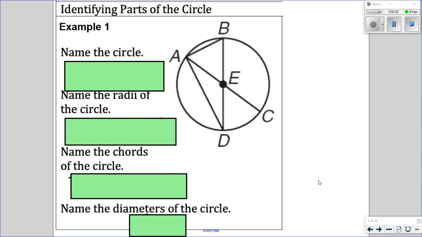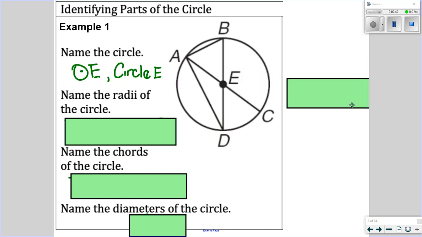Okay, so let's identify the parts of a circle. We have a circle, we have lines inscribed in it. We're going to learn about what inscribed means. So they're all inscribed inside the circle. So what is the name of the circle? Let's look for the center. What is the center? It's E. So it's called circle E. Or that notation that looked like an eyeball, E.